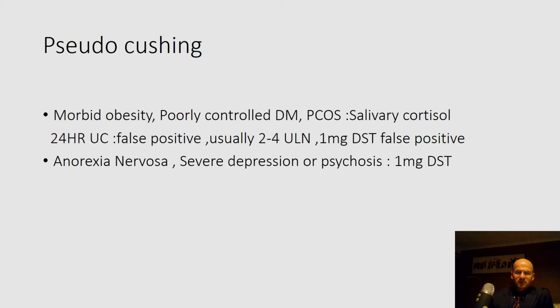Now, how about pseudo-Cushing's? Obesity, morbid obesity, and poorly controlled diabetes can all present as pseudo-Cushing's, and these cases tend to look cushingoid. However, they don't have all the features, particularly the proximal myopathy and the ecchymosis. In these circumstances, I find salivary cortisol is most helpful, as it tends to be normal. 24-hour urine cortisol can be mildly false positive, and the 1 milligram DEXA suppression test can be false positive as well.